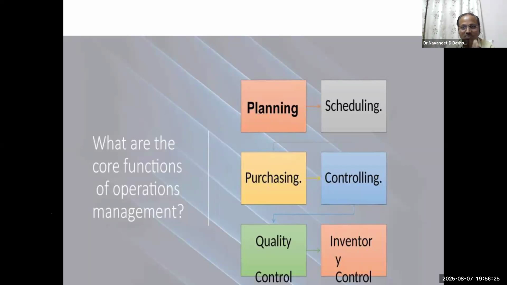As far as a specific goal is concerned, the doctor will come for a visit at around 10:30 in the morning, then again in the evening. But in between these hours, there has to be a group of people, a team formation, to plan, schedule, purchase, control, quality control, and inventory control. All these stages of operations management have to be taken care of by the hospital staff themselves.